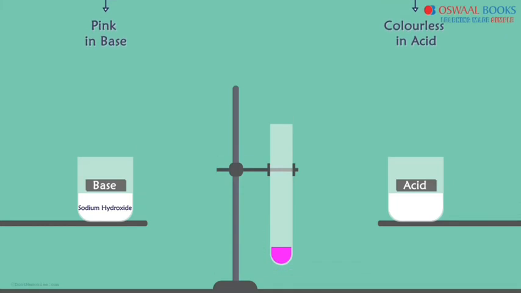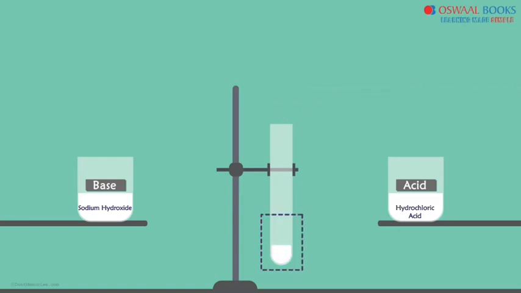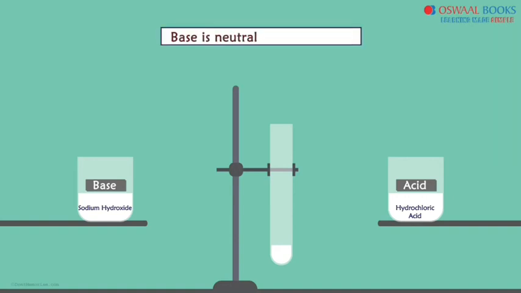Now to see how bases react with acids, we add hydrochloric acid to this drop by drop. What do you observe? We see that the solution turns colorless again. So the pink base turned colorless after an acid was added. What does this prove? We can say that the effect of a base is neutralized or nullified by an acid.